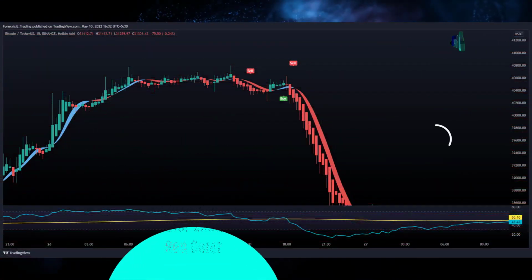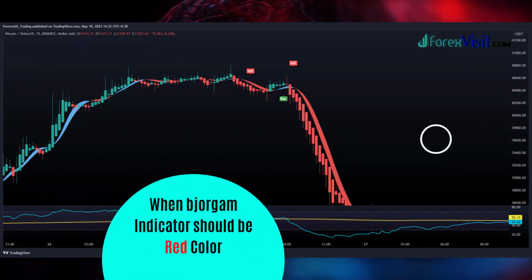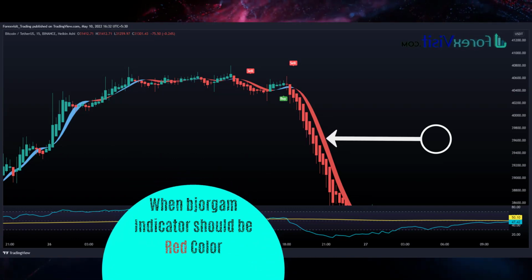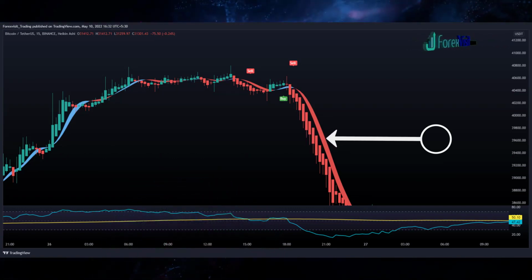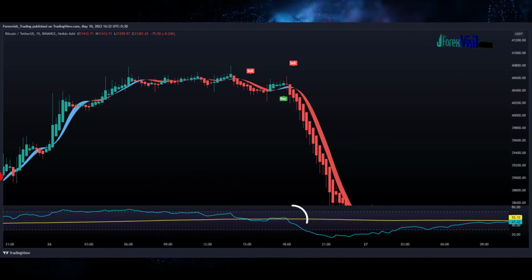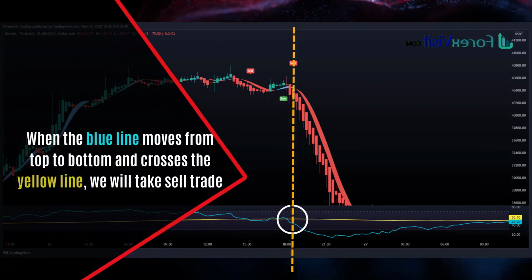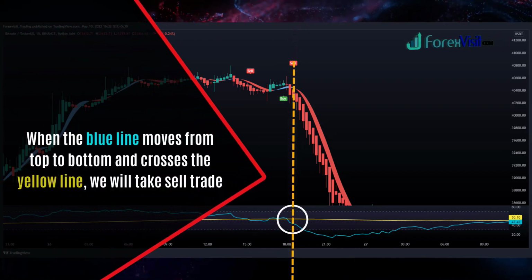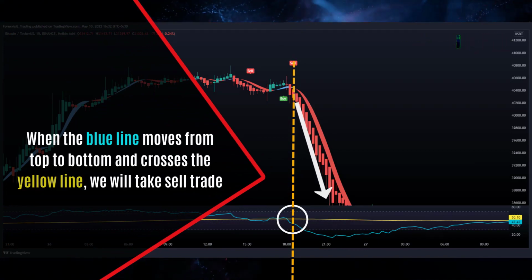When the indicator should be red color. When the blue line moves from top to bottom and crosses the yellow line, we will take a sell trade.